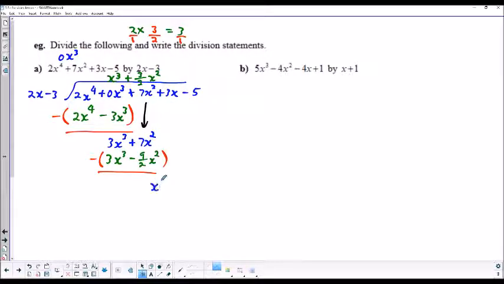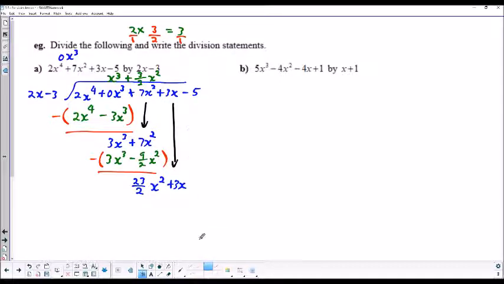7x squared minus negative, so 7x squared plus 9 halves x squared. So I know I have an x squared here. And 7 is the same as 14 over 2. So 14 over 2 plus 9 over 2 gives us 23 over 2 x squared. Now we bring down this 3x here. And I again go back and say, well, what do I multiply 2x by to get 23 halves x squared?